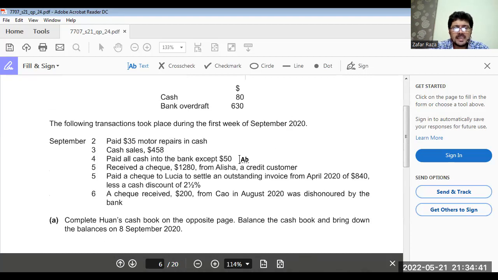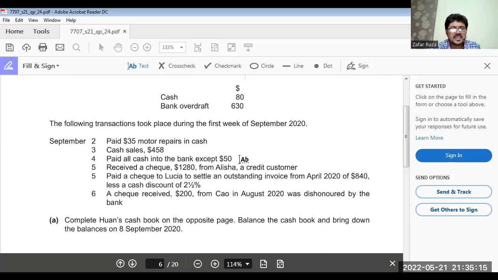Paid all cash into bank. This is a contra entry on both sides of the cash book. Be careful about that. Received a check of 120 from Alicia, credit customer. Paid a check to Lucia to settle an outstanding invoice of 840 less 2.5% discount. A check received, 200 from Cow in August, was dishonored by the bank. So whenever you are reporting any of these, you should be very careful.